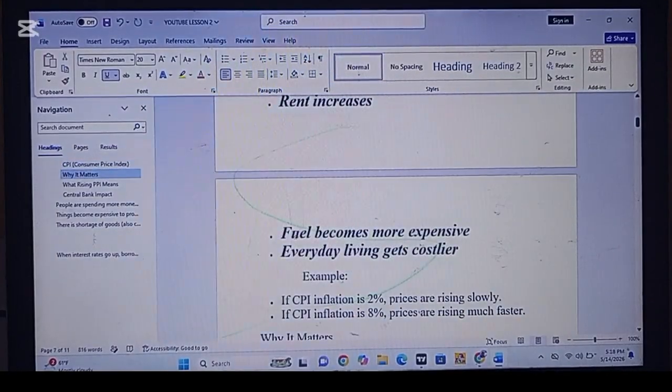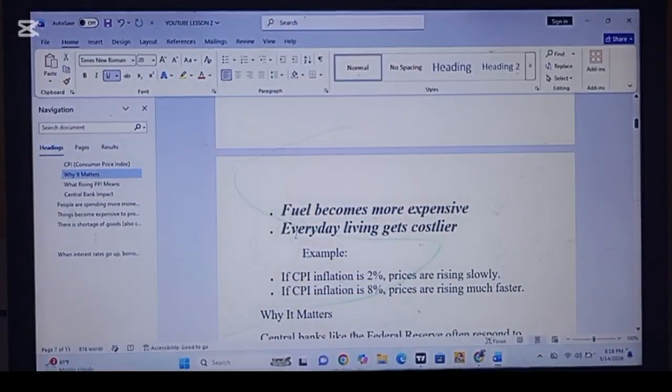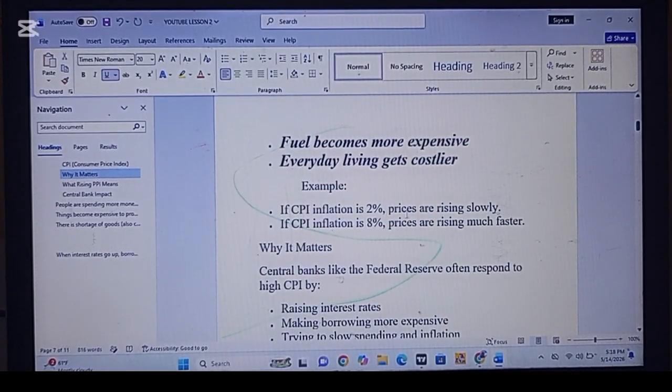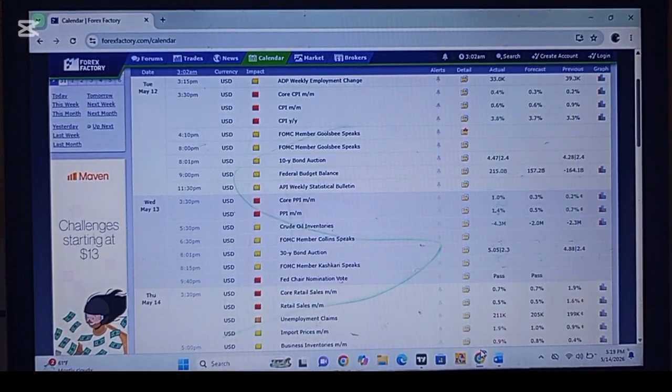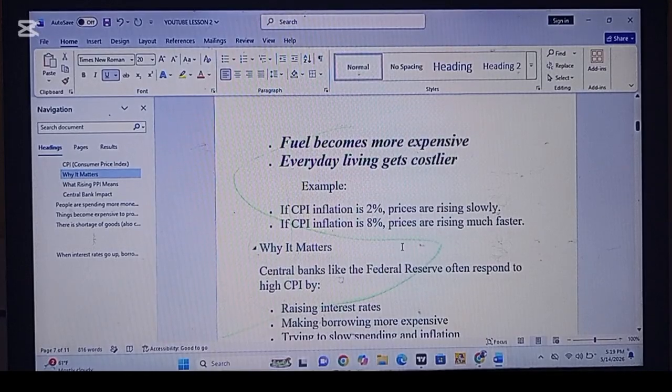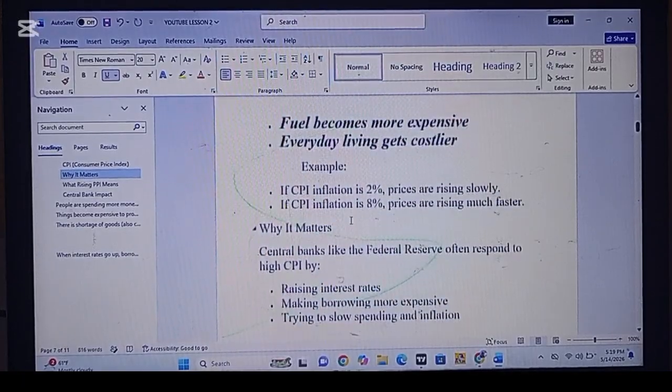Rent increases, fuel becomes more expensive, everyday living gets costlier. That is what it means when CPI data increases. So if CPI inflation is 2%, prices are rising slowly. If inflation data is 8% and above, prices are rising much faster. So when we look at our data right now, we are at 3.8%. So we just chill there, the inflation is rising slowly, not that fast. So that is how I can conclude. So why does this information matter?